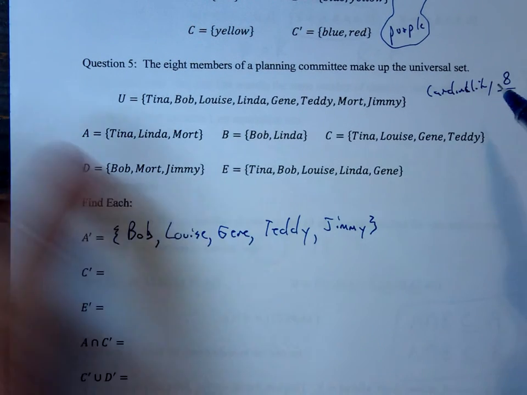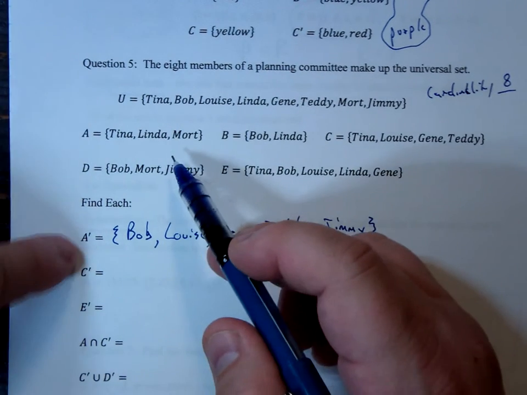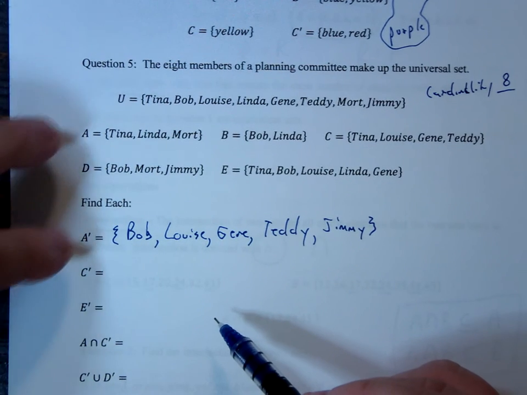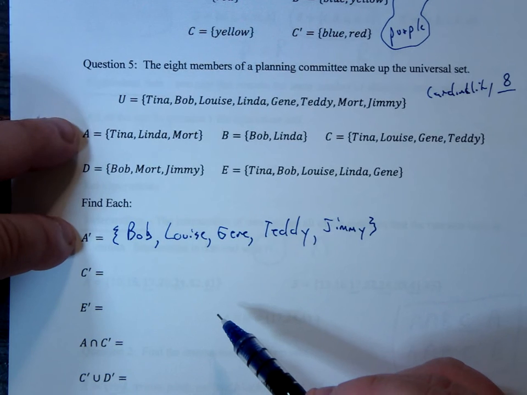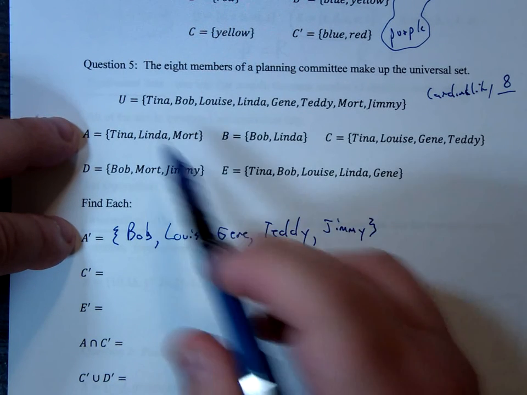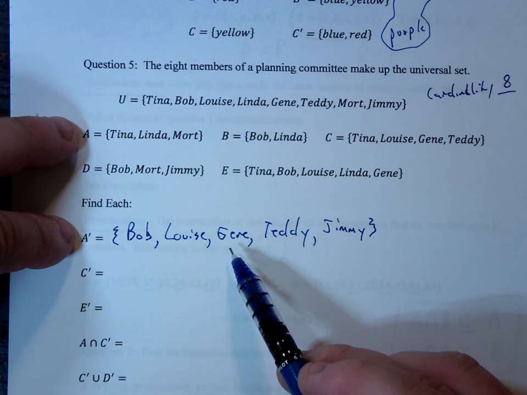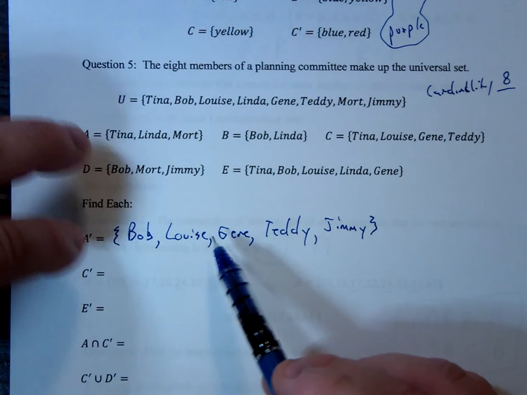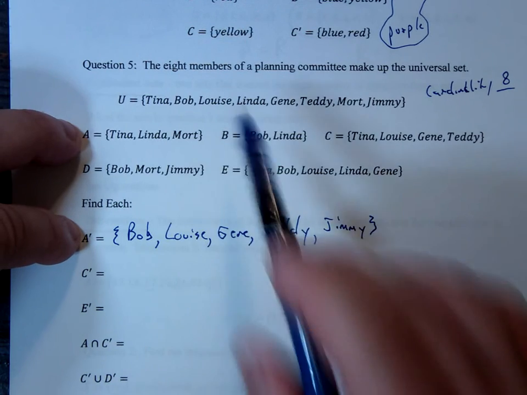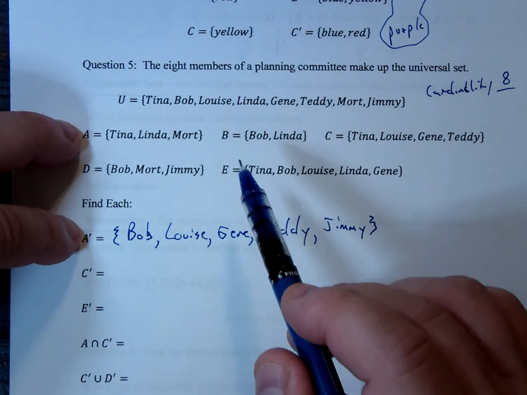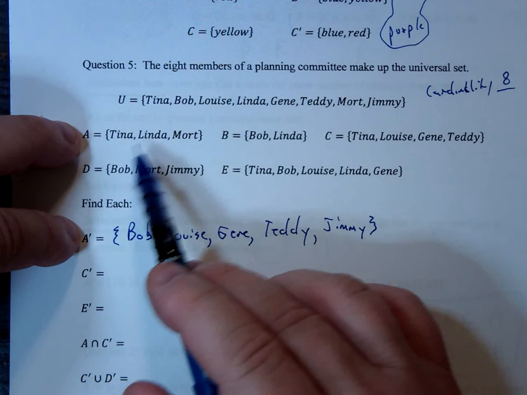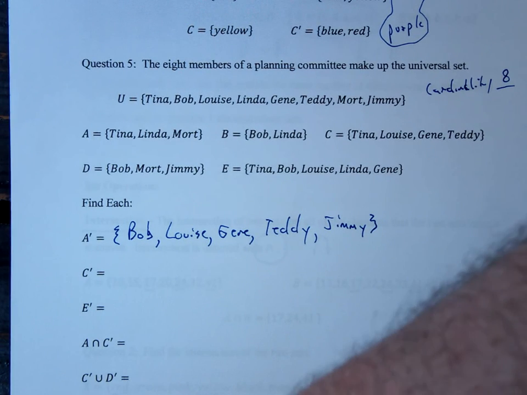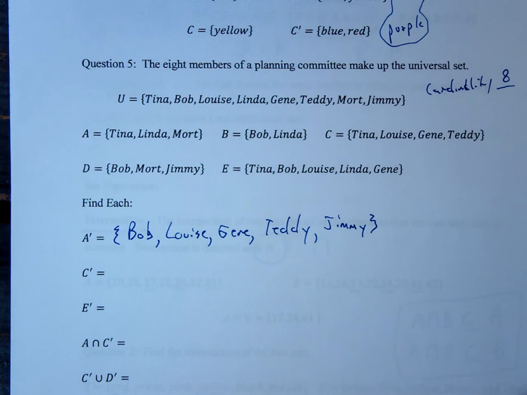So if A has 3, then A prime has to have the other 5 to make 8. And if I were to do the intersection of those two, it would always be empty, right? Nothing in it because they can't intersect. They're complements of each other. But the union of those two, if I put them together, would give me back the universal set. You'll see that question on your assignment.